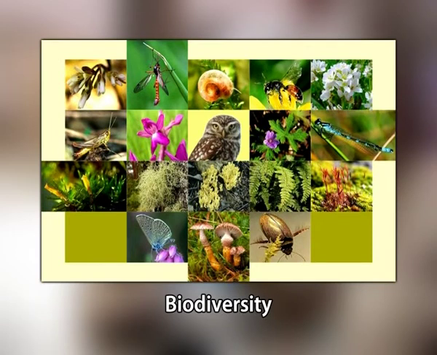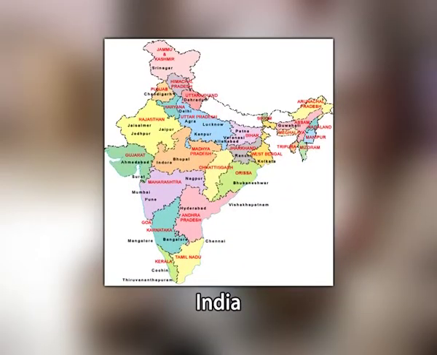Dear friends, biodiversity is defined as the variety and variability among living organisms from all sources, including terrestrial, marine, and other aquatic ecosystems, and the ecological complexes of which they are a part. This includes diversity within species, between species, and of ecosystems. India figures among the biodiversity-rich countries in the world, having about 7.5% of the identified biological species.